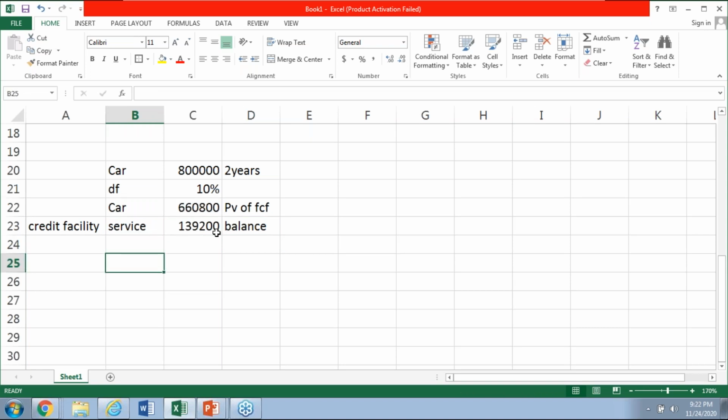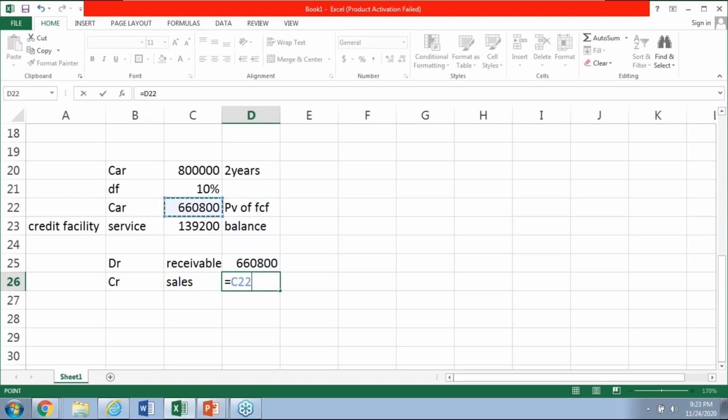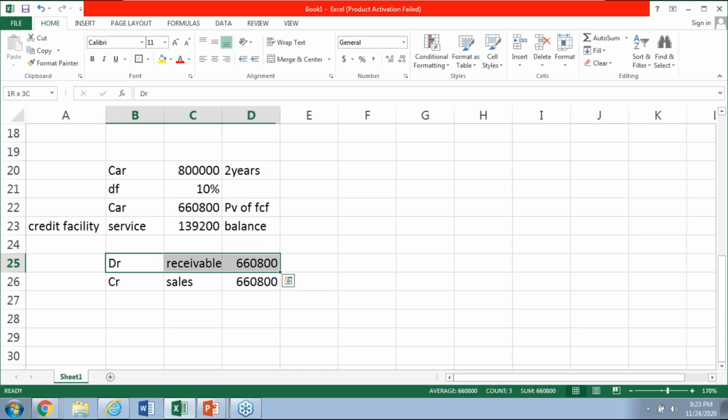So suppose you have delivered only the car on the credit terms, so the accounting entry will be: receivables debit by this amount, and the credit will be the sales amount, because we are doing a business of selling a car. So the car is actually my goods.